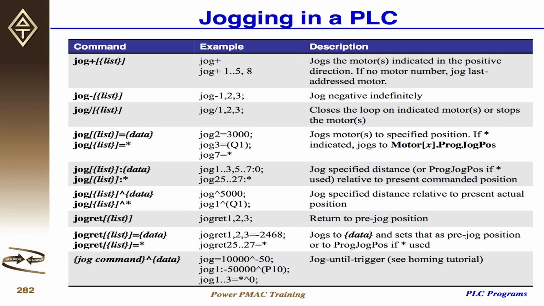We also have a bunch of other jog commands that are available, besides jogging forward, jogging backward, and closing the loop, which are jog+, jog-, and jog/. You can jog to a specified position with jog equal. So, for example, jog 2 equals 3000 will move motor 2 to 3000. If you want to move to a programmatic position, you encapsulate the position you're jogging to with parentheses. And you can also do a jog equals star, and it will move to the position you've programmed in motor x.prog jog pause. The star just represents that position you've programmed.